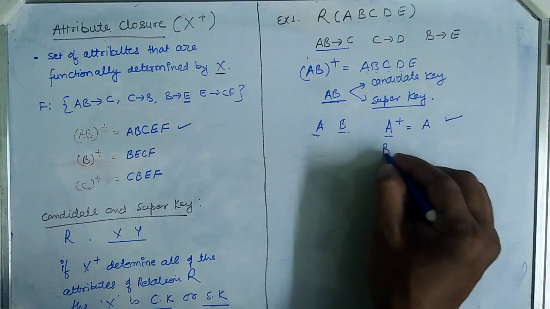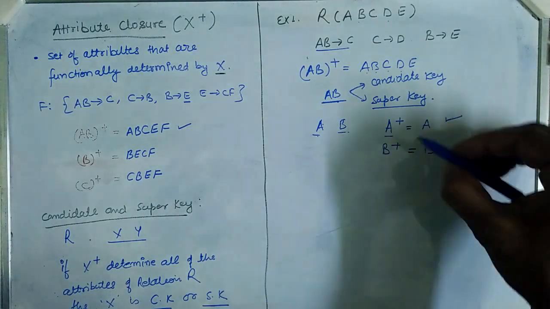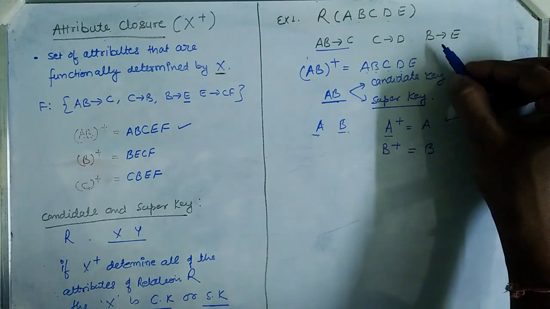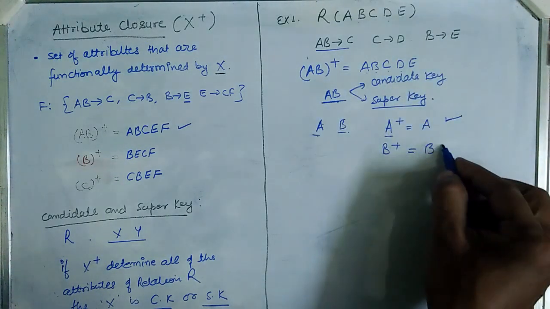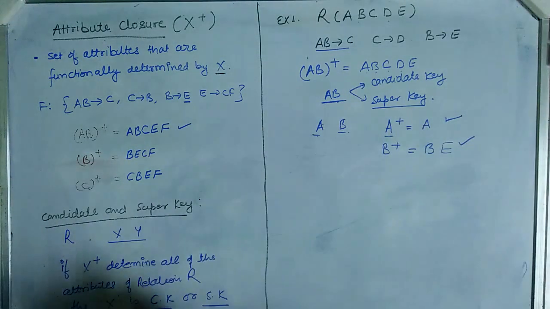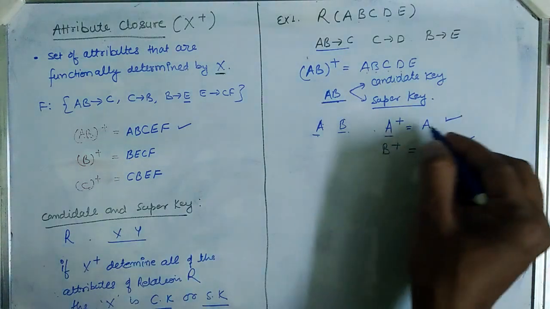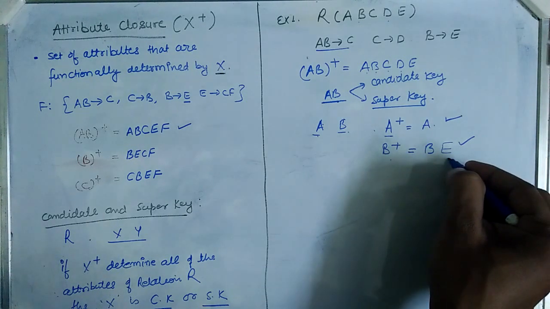For B closure, because B can determine itself, check for other attributes. So B can also derive E, so E is also added. So B closure can determine B and E. That's it. So in A closure, you cannot determine all the attributes. For B closure, you cannot determine all the attributes.